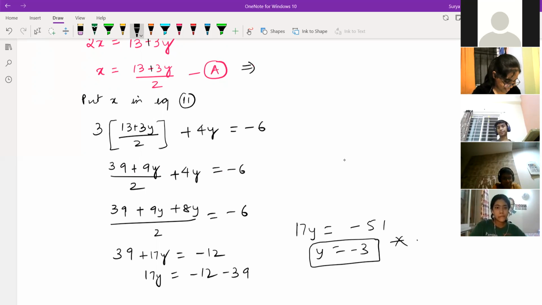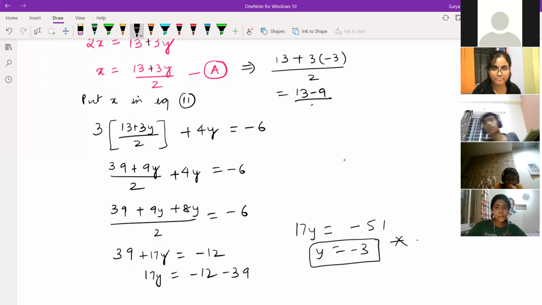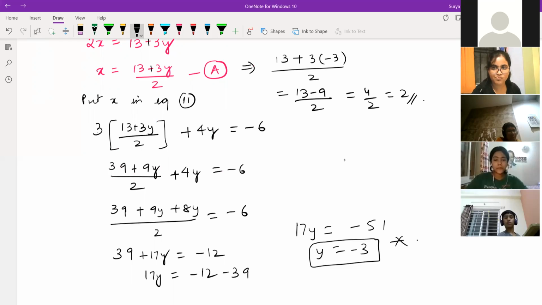So, if you put y is equal to minus 3, what do you get here? 13 plus 3 into minus 3, divided by 2. So, what do you get? 13 minus 9 divided by 2. That is 4 by 2, and the answer you will get is 2. That's it. So, y is equal to 3 and x is equal to 2. That's it.